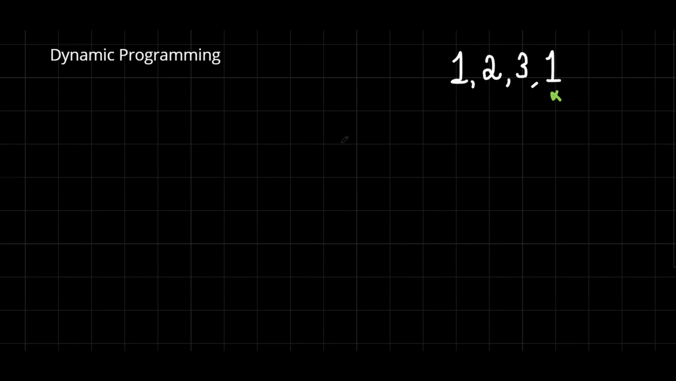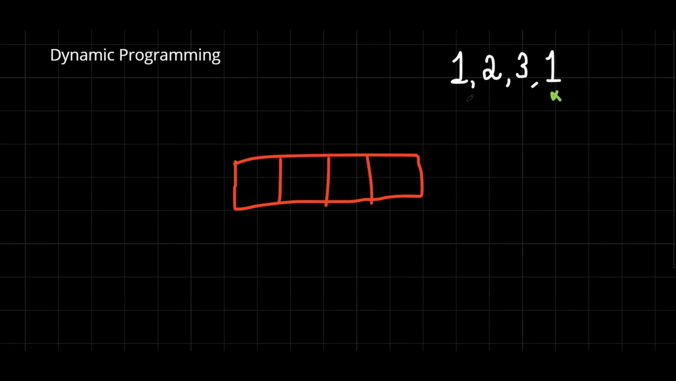Now, as this is a dynamic programming problem, we will solve this problem by using a DP array. Now at first, we are taking a DP array of size 4. Suppose the name of this input array is A and the name of this new array is DP.